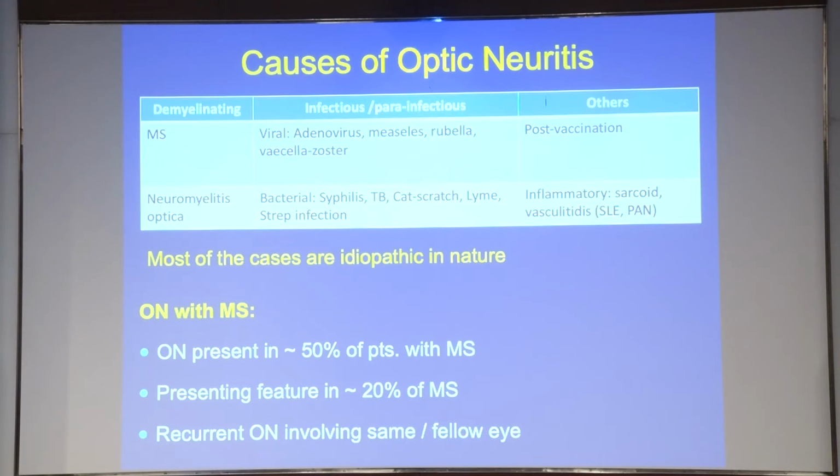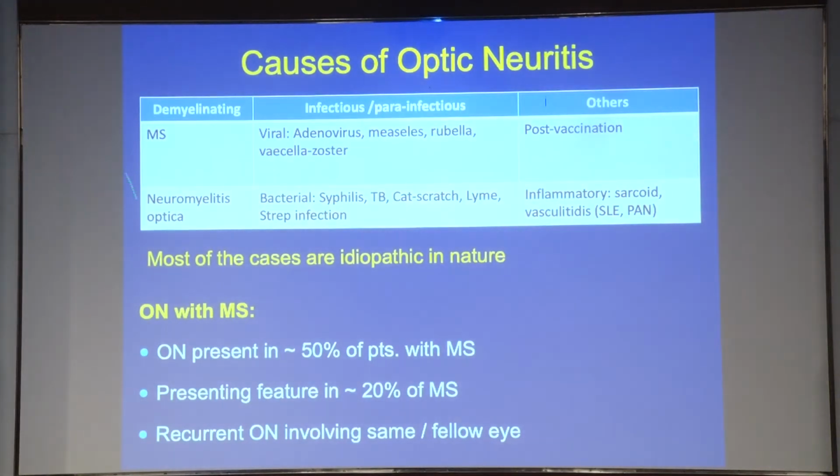Various causes have been ascribed. Like I said, the most common at that time was multiple sclerosis, and now we've been talking about NMO. And of course, infections could present similar to typical optic neuritis, and occasionally, especially in children, post-vaccination. Most of the causes are idiopathic in nature. And optic neuritis with MS: at the time when the ONTT trials were going on, MS was the single biggest worry that people used to have.